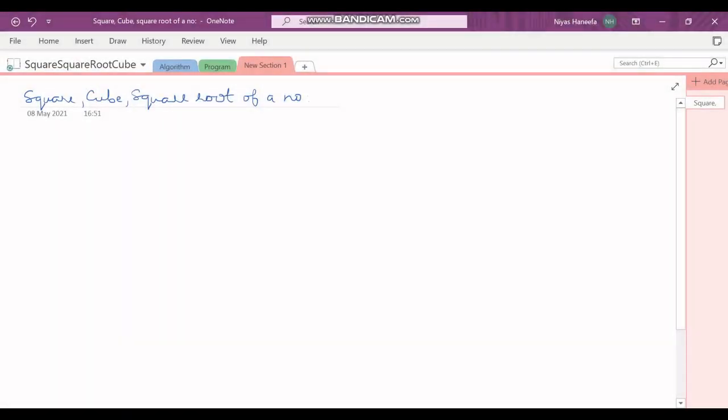Good morning, everyone. So the program today, what we are going to see is given a number, find the square, cube, and square root of that number. Like we have done for all the programs, the first step is defining the inputs, where exactly the inputs are going to be. In this case, it is a number.